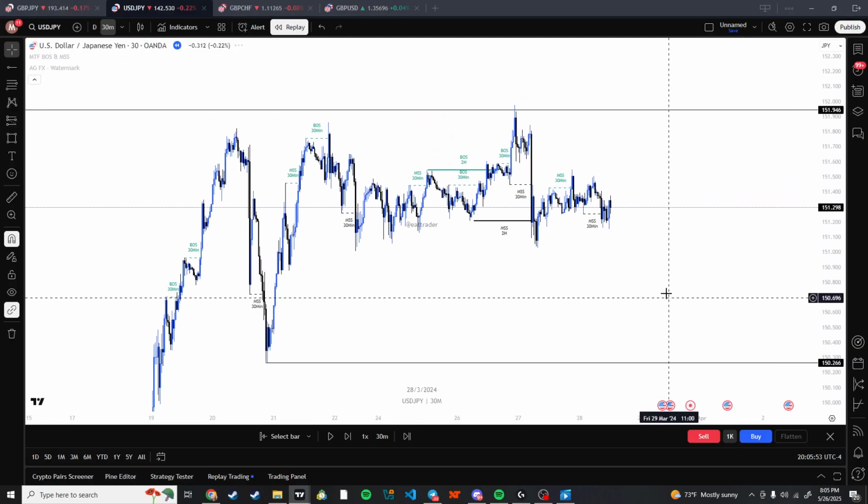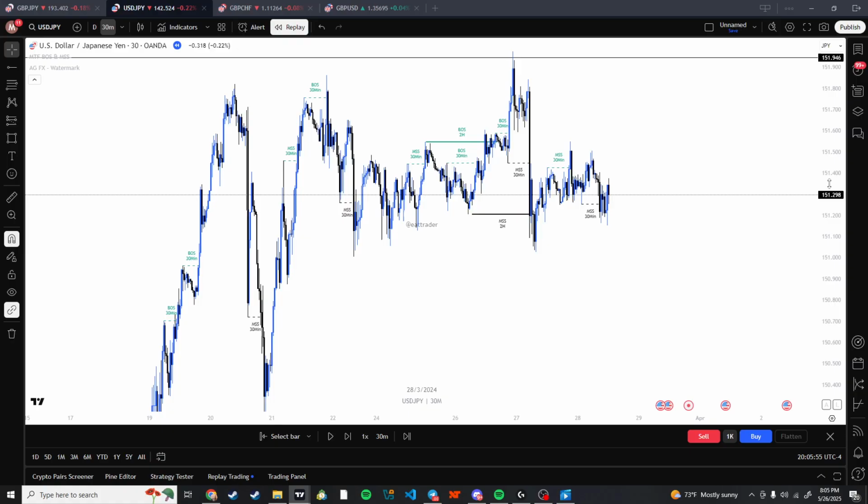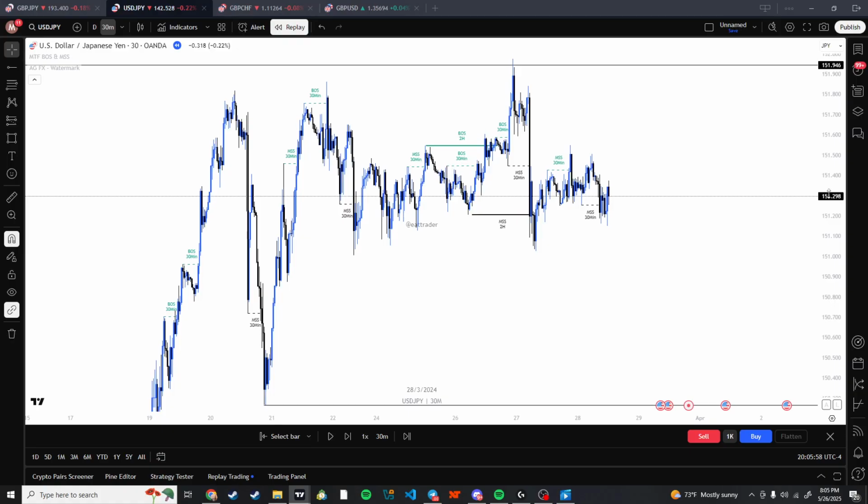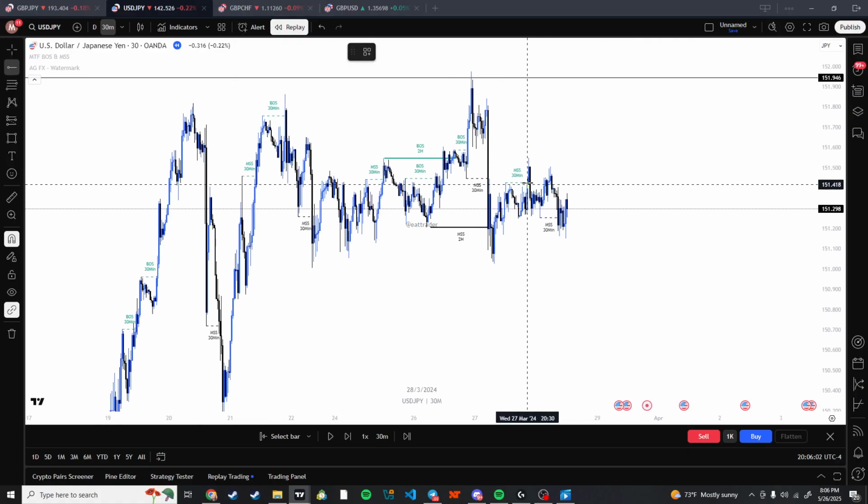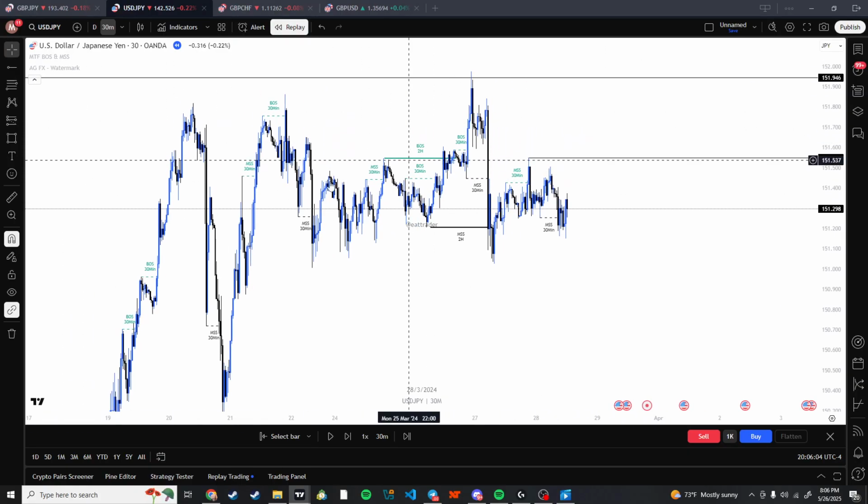Go on the 30 minute. On the 30 minute we can get some nice quick setups. This might honestly come clap long here. This could come take this out. Let's see. There's no trades here.